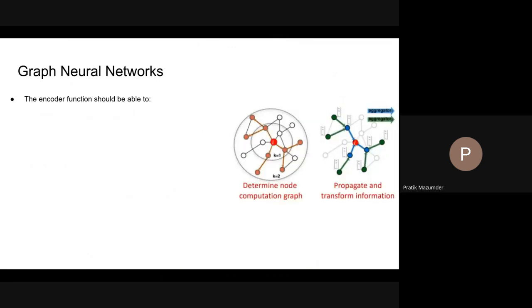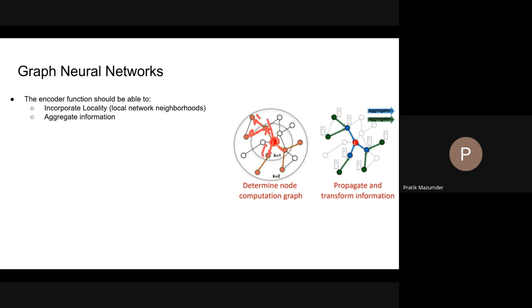Your encoder function, whichever you design, should be able to incorporate local neighborhood information. We'll see how to incorporate this. When I say local neighborhood information, it's about how a particular node that you're trying to encode is connected to the other neighborhood nodes, say through direct edges or indirect edges. Based on these connections, you also want to aggregate information from all of these nodes as well.